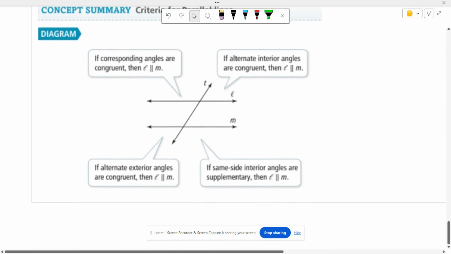So, to prove lines parallel: if corresponding angles are congruent, then they're parallel. If alternate interior angles are congruent, then they're parallel. If alternate exterior angles are congruent, then they're parallel. If same side interior angles are supplementary, then they're parallel. Those are ways of proving lines parallel.